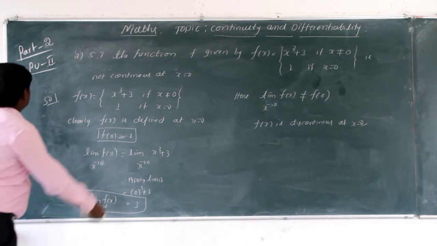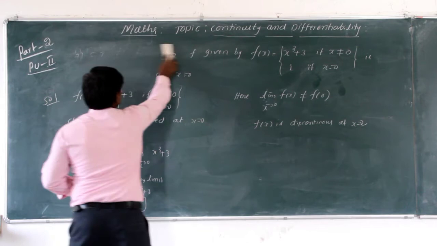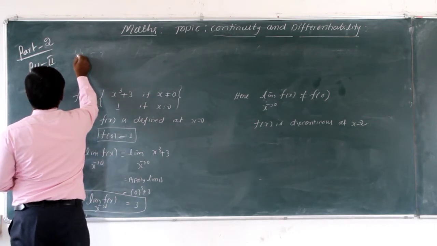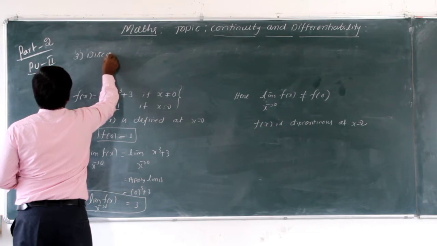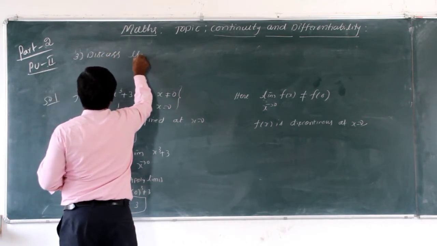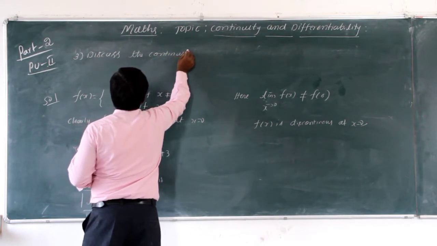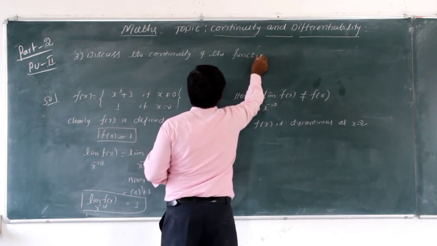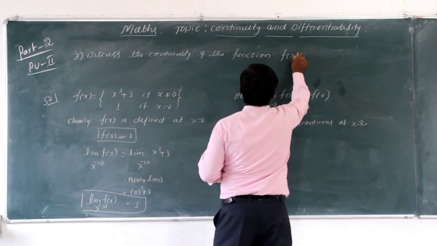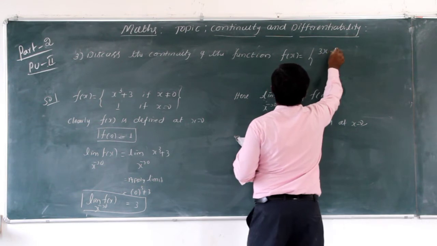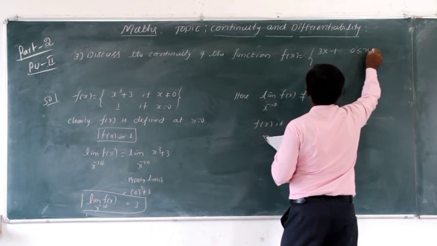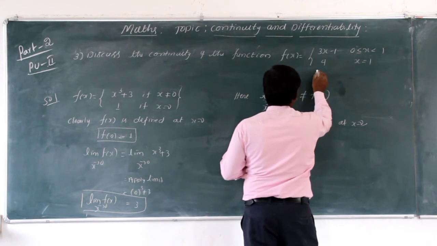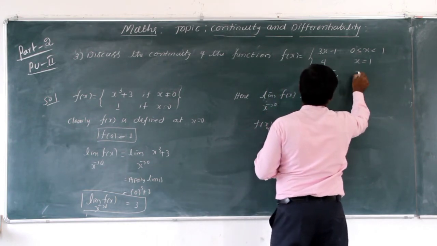So one more problem. Third problem: discuss the continuity of the function f of x equal to 3x minus 1 when 0 is less than or equal to x less than 1, 4 if x is equal to 1, and 2x plus 5 when x is greater than 1.